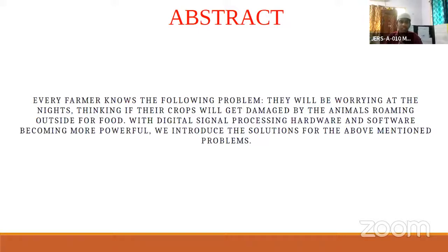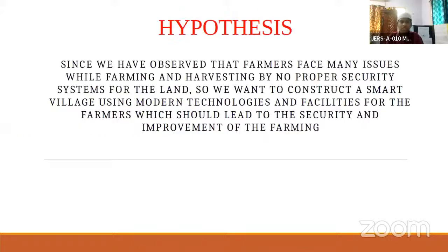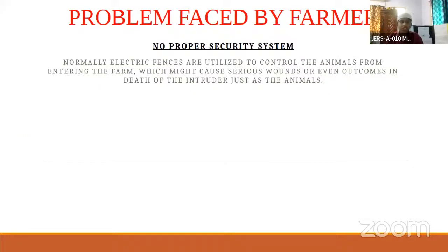For example, they have no proper security systems for their land. If they sleep at night, they will be worrying if any animals or trespassers come to their farm and damage the crops. To avoid this, we have created an Arduino project which can be installed at the four corners of the farm, which would help the farmers to work on the yielding. Now let's see what materials are needed.